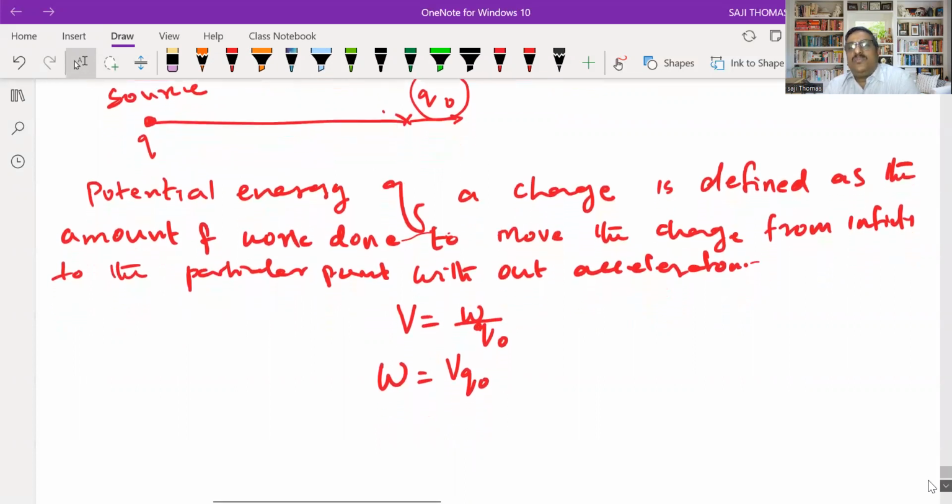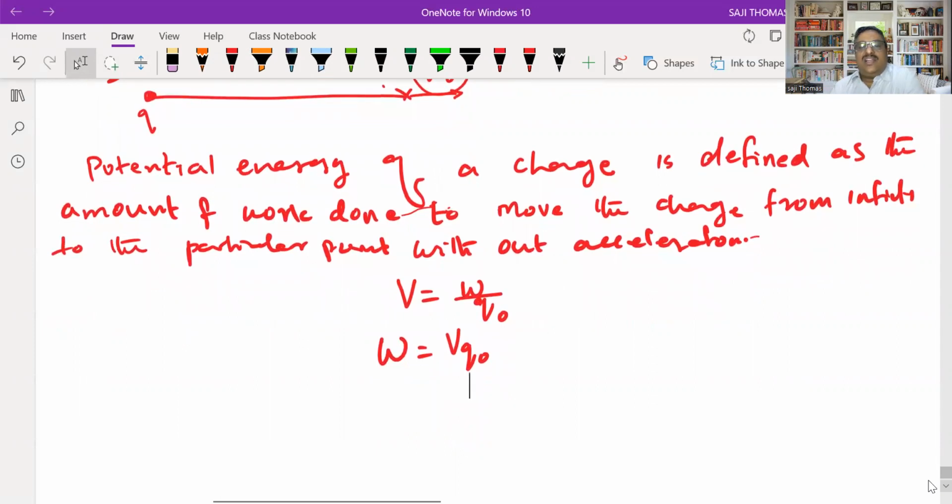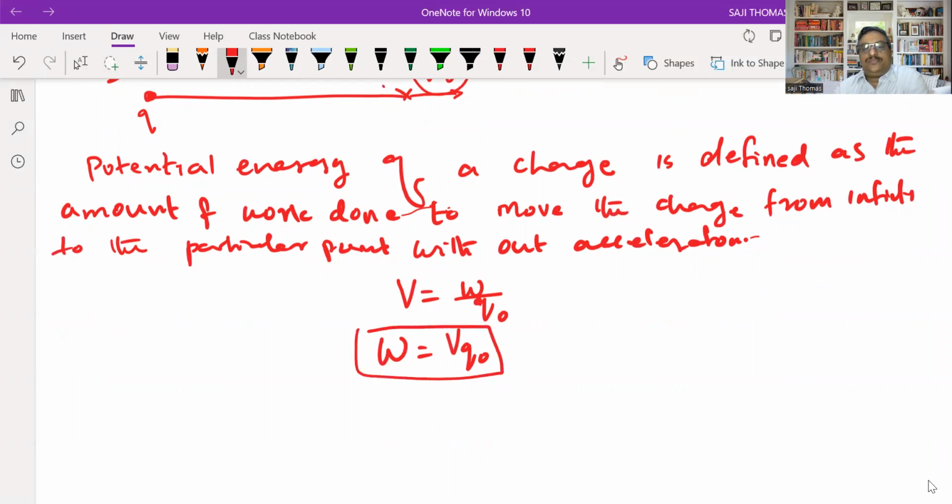So what is the equation for potential energy of the charge? W equals V into Q0.